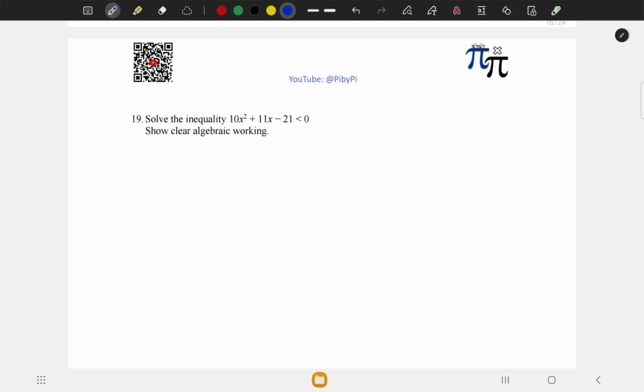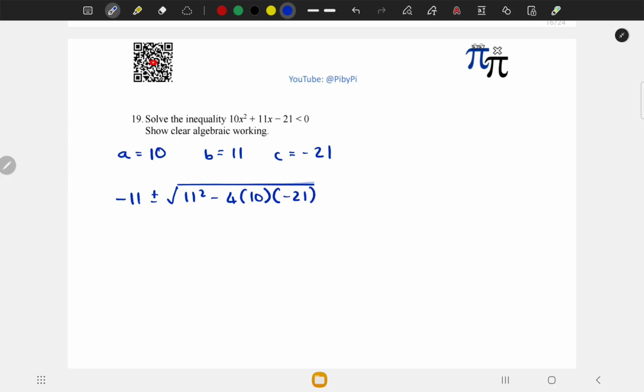I'm going to decide to use the quadratic formula again. So we need to know what a is, which is 10, b, which is 11, and c, which is negative 21. I'm going to substitute it into my formula, negative b plus or minus the square root of b squared minus 4ac all over 2a. Okay.